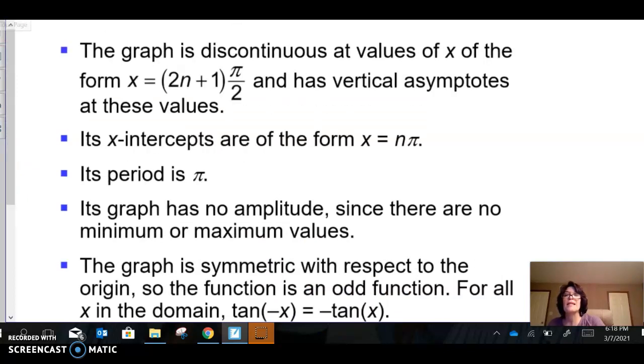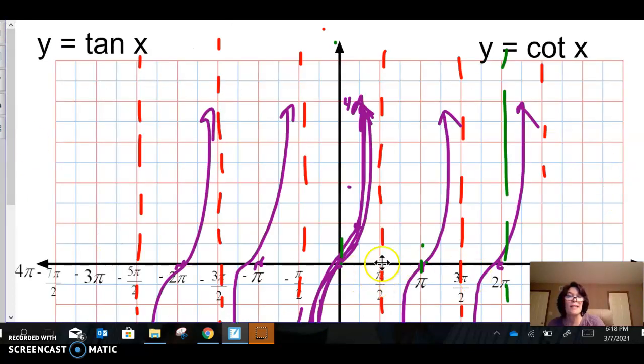Let's look back at that again and make sure that makes sense. We said the asymptotes are at every odd pi over 2. The x-intercepts are at every n pi. There's no amplitude. The period is pi, and it's an odd function. The tangent of pi over 4 is the opposite of the tangent of negative pi over 4.